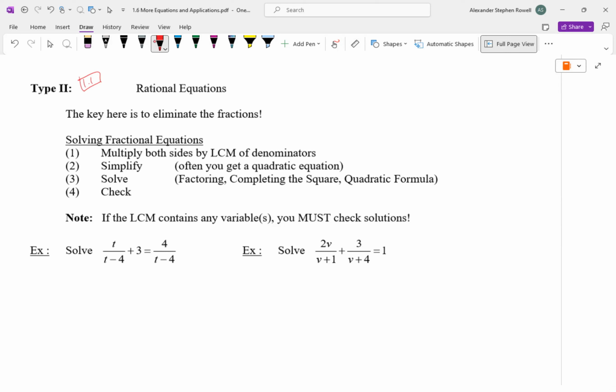But the key to these problems was what? Eliminate fractions. You could get the same denominator, but you multiply by the LCD. And when you do that, you may get something called an extraneous solution, a solution that actually isn't a solution. So you must check your answer. Or this one, you'd multiply by v plus 1 times v plus 4 on both sides.